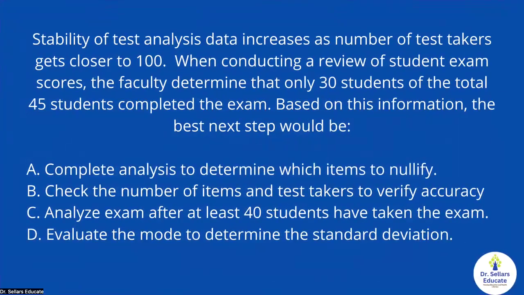Let's see what you all think. Stability of test analysis data increases as number of test takers gets closer to 100. When conducting a review of student exam scores, the faculty determined that only 30 students of the total 45 completed the exam. Based on this information, the best next step would be A, complete analysis to determine which items to nullify, B, check the number of items and test takers to verify accuracy, C, analyze exam after at least 40 students have taken the exam, or D, evaluate the mode to determine the standard deviation.